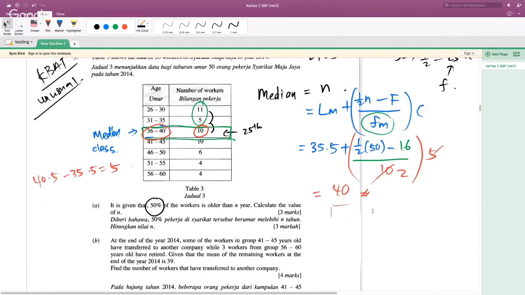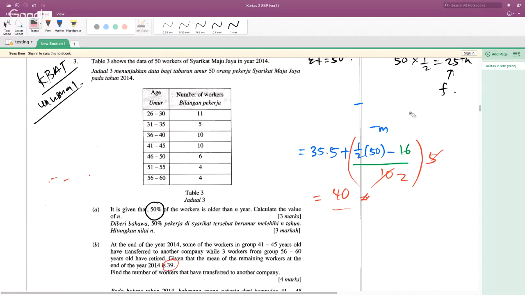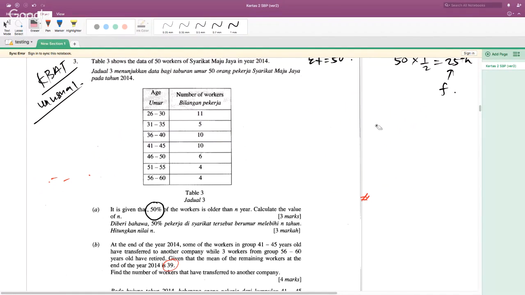All right, so at the end of the year 2014, some of the workers from the group 40 to 41 years old have transferred to another company, while 3 workers from the group 56 to 60 years old have retired. Given that the mean of the remaining workers is 39. So what I want to do is get the idea of what the question is trying to say. So I will mark down the information I have. The first information I have is that the mean equals 39.